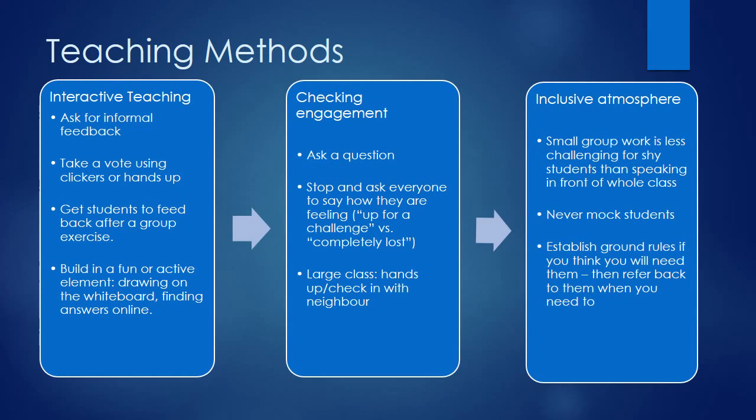You can get students to feed back after a group or pair exercise, so take 60 seconds, talk to your neighbour. And even where, again, the group is too big for them to feed back, you can just say, take 60 seconds, talk to your neighbour about something, and then turn and face me again. And you don't really need to hear them feed back, because they've been interacting with someone else. That's almost as good as interacting with you.